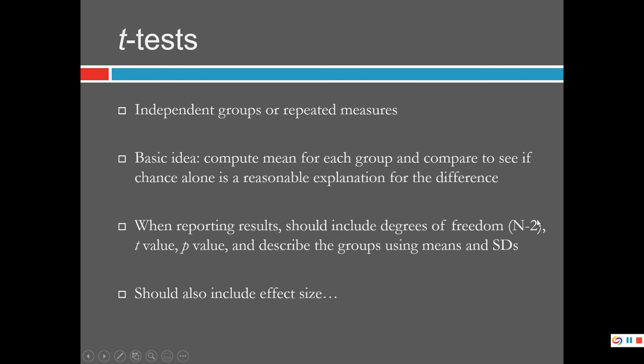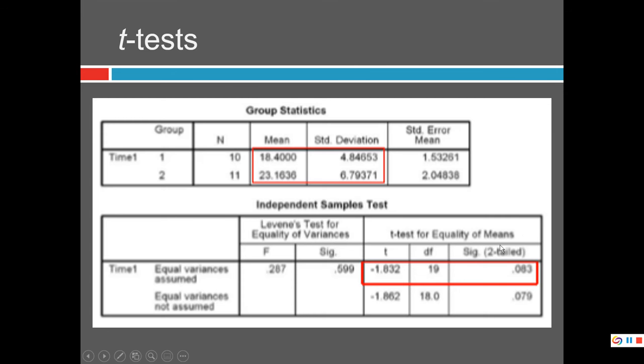The way those degrees of freedom are calculated, it's important to note, is n minus 2. So if we go back to that SPSS output, you had 21 people in the sample, 10 plus 11 is 21. N minus 2, so your entire sample minus 2, 21 minus 2 is 19. So that's where this 19 comes from.